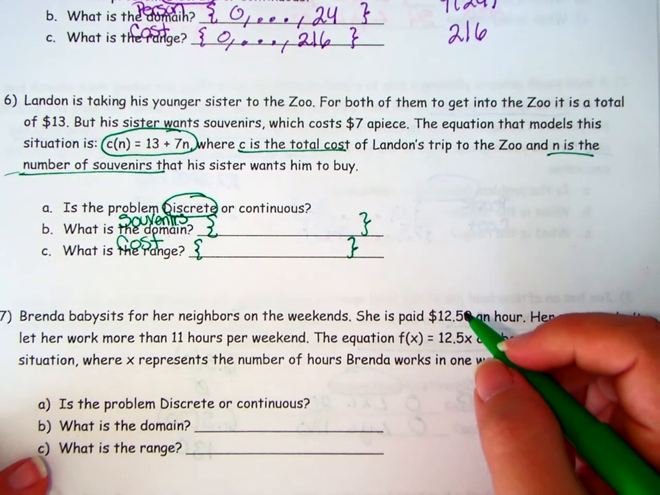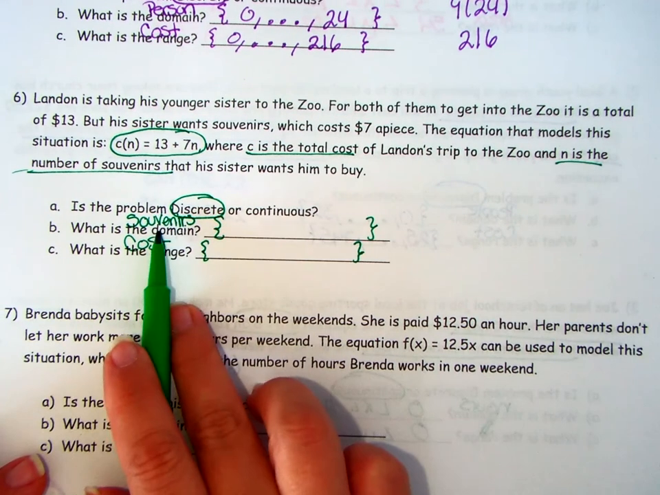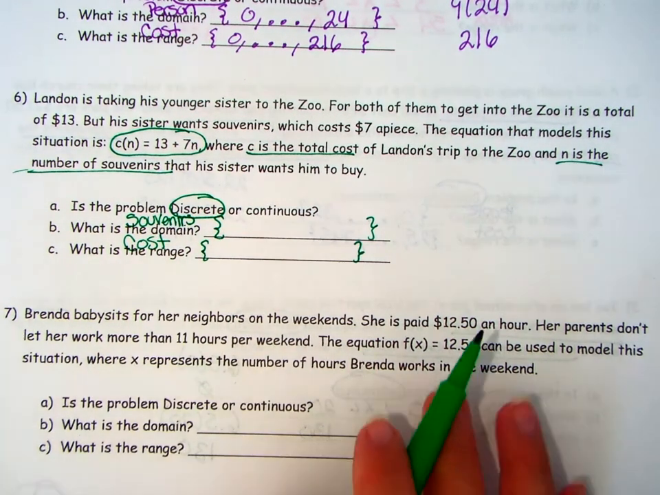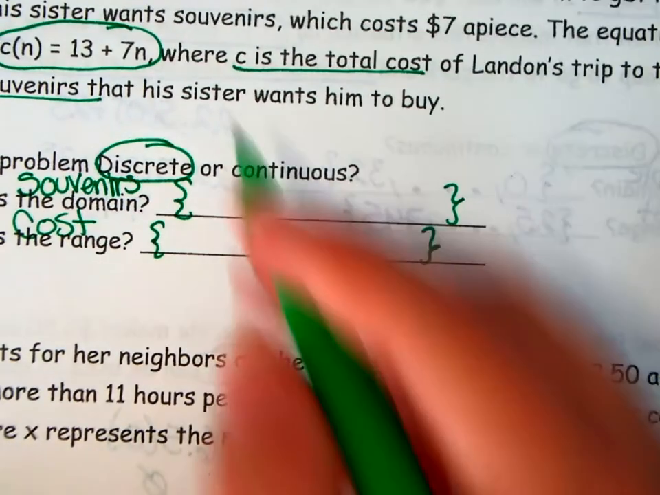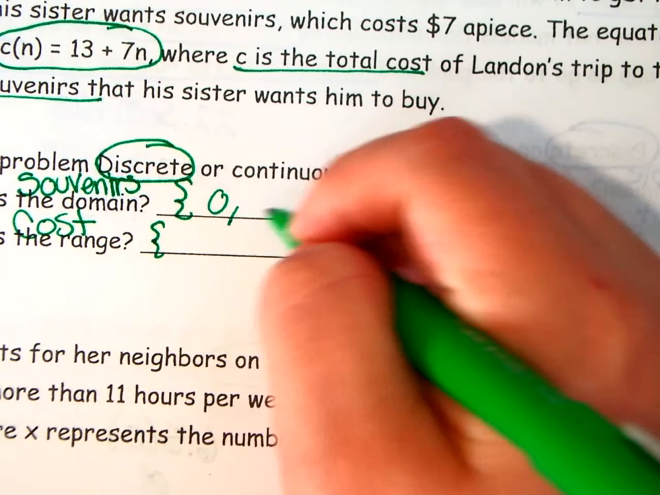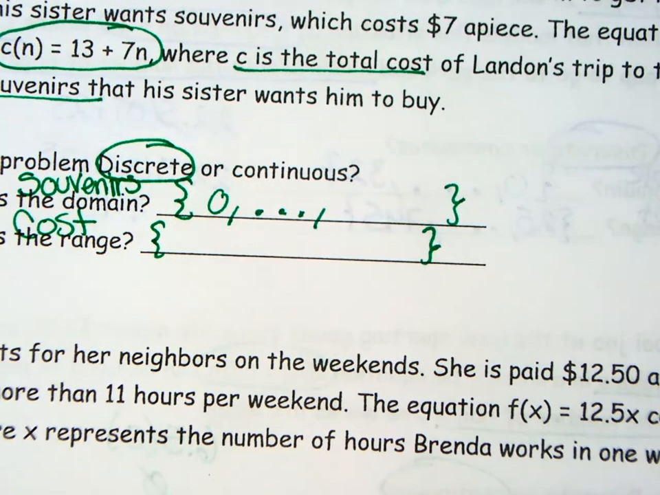Alright. So now, our souvenirs, what's the least amount possible? 0. And what is the most? Do they give us a limit? No. So pretend this brother is super rich. He pretty much owns the zoo. What's the most he could buy? All of them. Infinity.